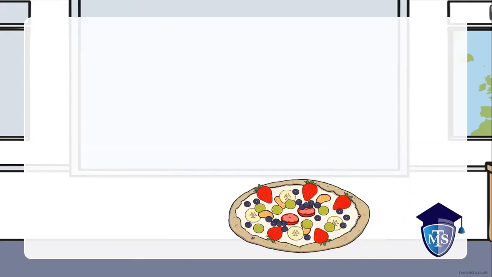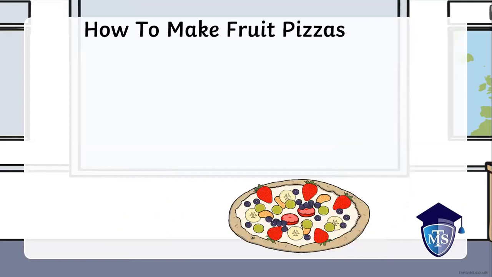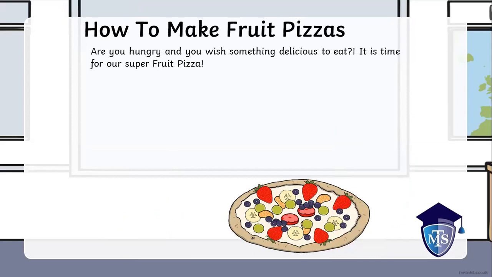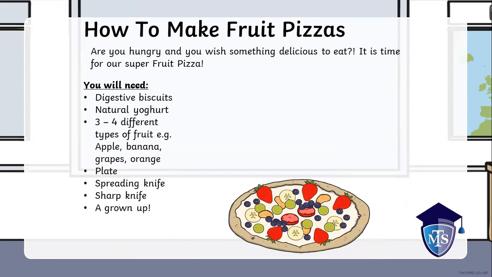Okay, let's go on. This is a fruit pizza. How to make it? This is the heading. Are you hungry and you wish for something delicious to eat? It's time for our superfruit pizza. Introduction. You will need digestive biscuits, natural yogurt, 3 to 4 different types of fruit, for example, apple, banana, grapes, orange. Plate, spreading knife, sharp knife, a grown-up. So these are the materials or ingredients.